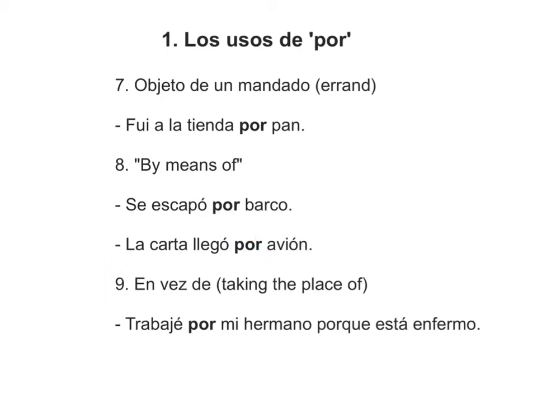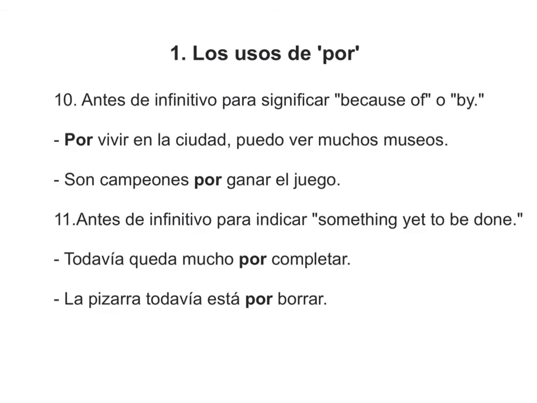Número 9, tenemos en vez de. En inglés, la idea de taking the place of. Replacement. O el ejemplo tenemos trabajé por mi hermano porque está enfermo. So you worked in his place in this example. You don't work for him. He's not your boss. You work instead of him. So por usar la preposición por significa en vez de.